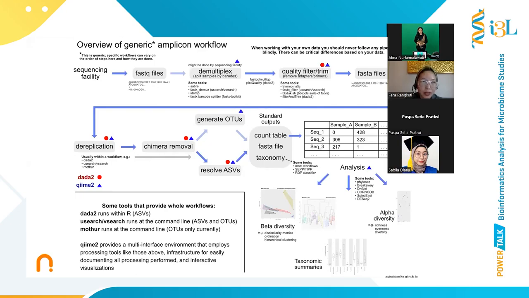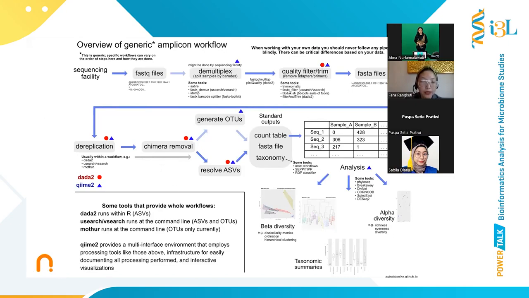But with ASV, you don't put together a lot of different species or different strains in one entity, but you actually try to get a very, very high resolution of these sequences. You try to resolve the errors, and you try to clean the errors also. There are a lot of tools to do that.